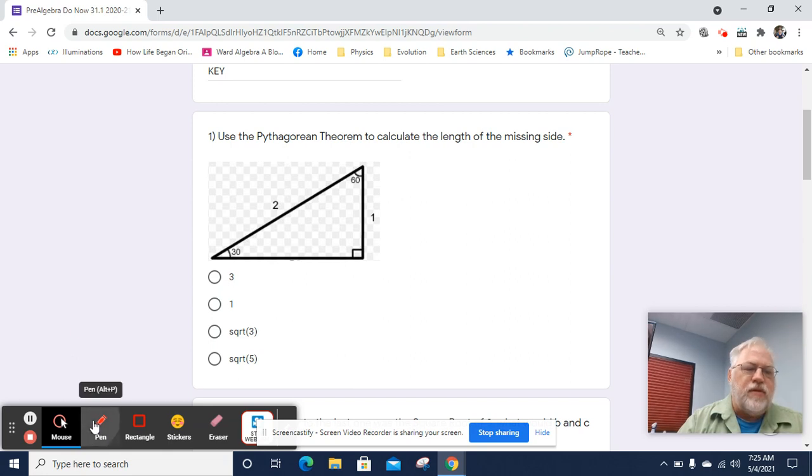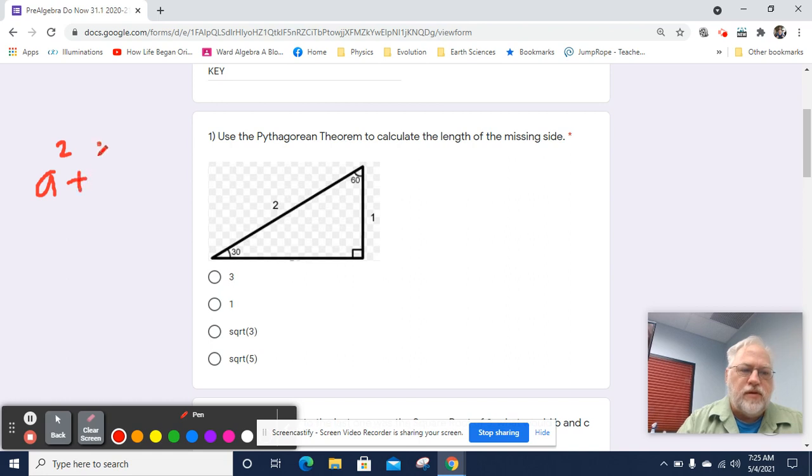So the Pythagorean theorem, as you probably remember, is a squared plus b squared equals c squared, where a and b are the two legs of a right triangle, and C is the hypotenuse. So the hypotenuse is the side that is longest and is opposite the right angle.